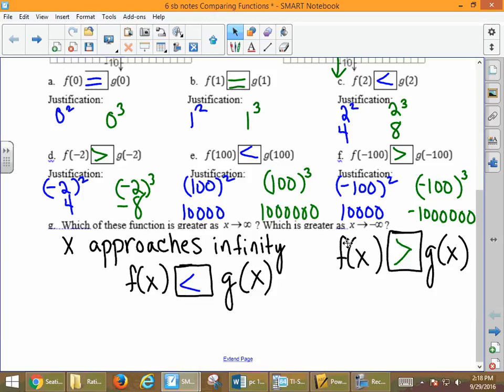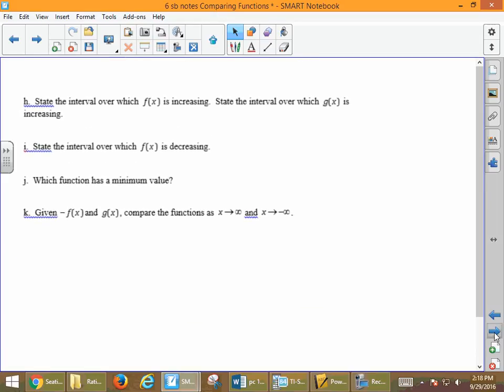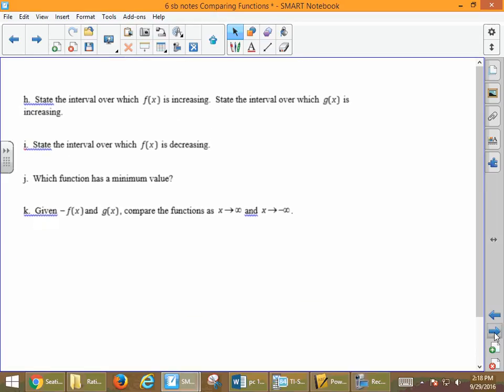So as I flip over here to the next page, I have one repeat, sorry about that, but letter H here, if I scoot that up there, we can't even see it now. State the interval over which f of x is increasing, and state the interval over which g of x is increasing. So let's start with f of x. And just to refresh your memory from Algebra 2, when something is increasing, we're describing it with x values.